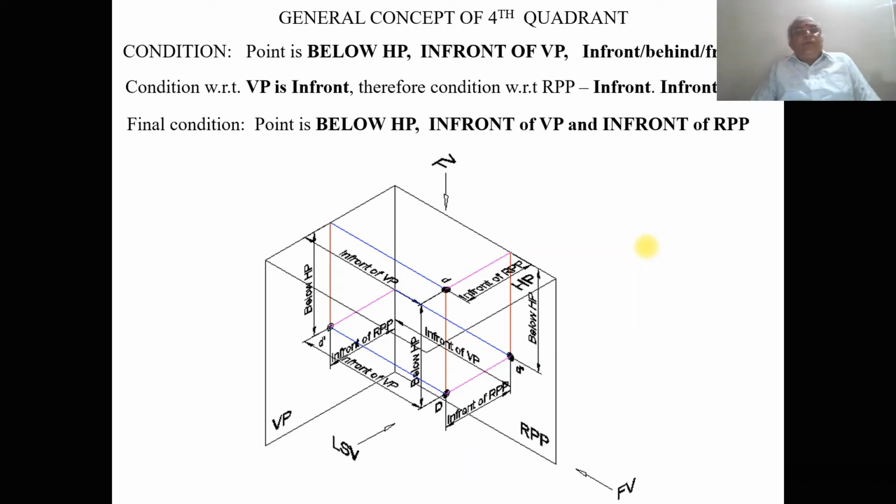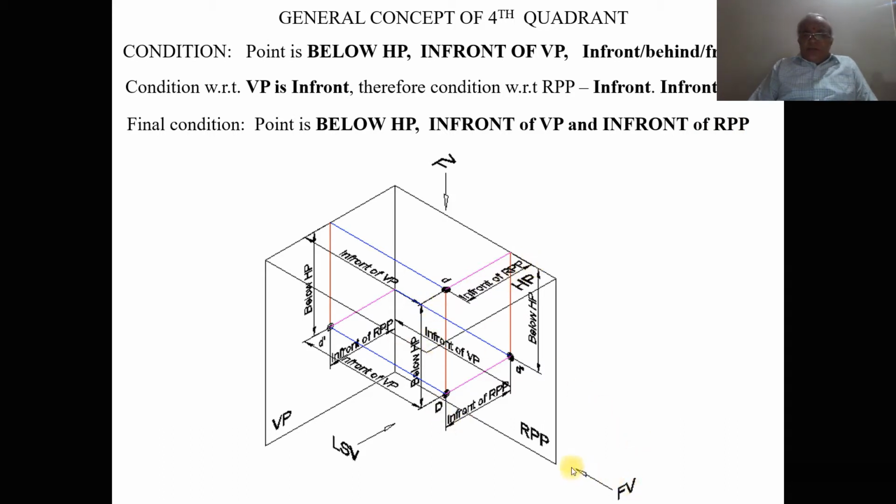Now, in this video, we are going to discuss the general concepts of the fourth quadrant. What is the condition for a point to be in the fourth quadrant? The point is below HP, in front of VP, and with respect to RPP, the condition is in front of RPP. So the final condition is below HP, in front of VP, and in front of RPP. How? We will see now.